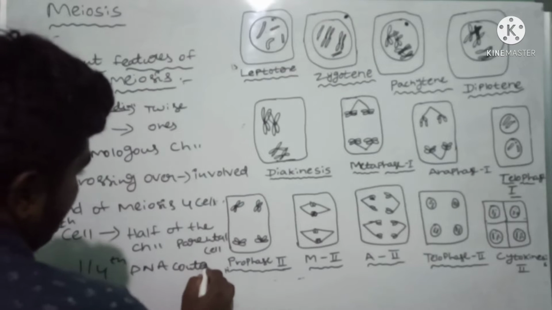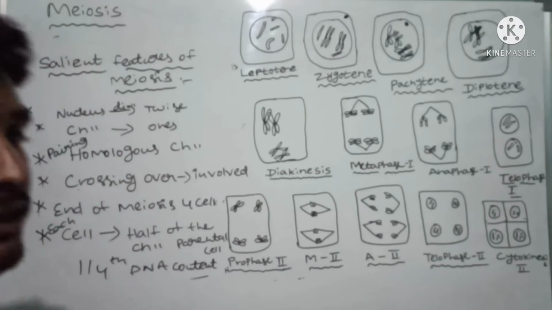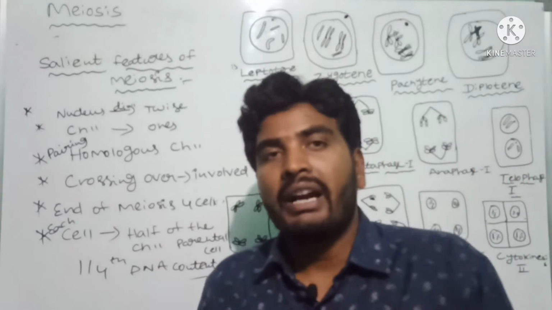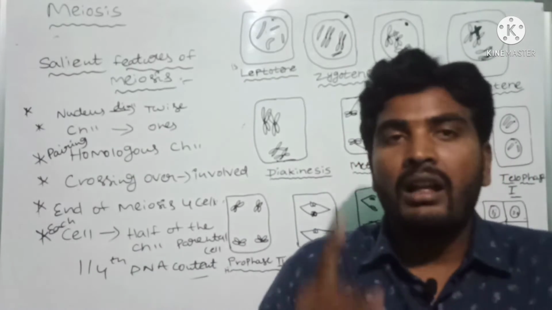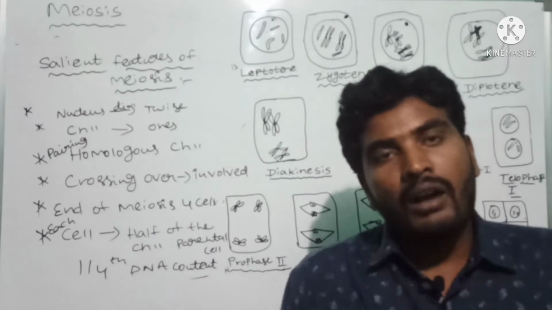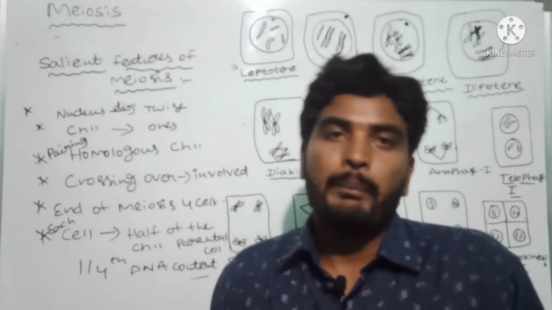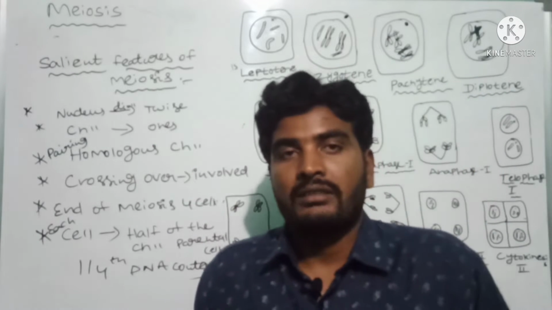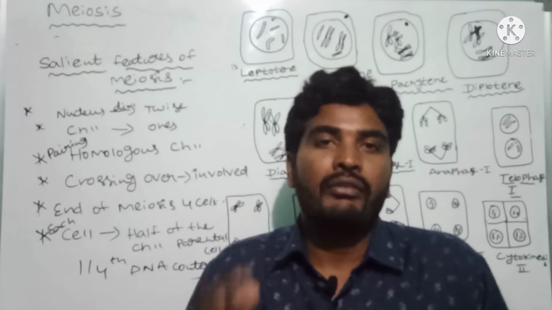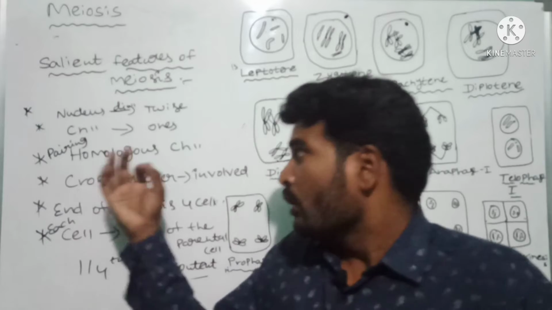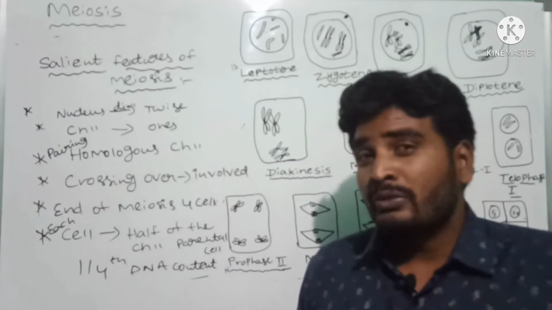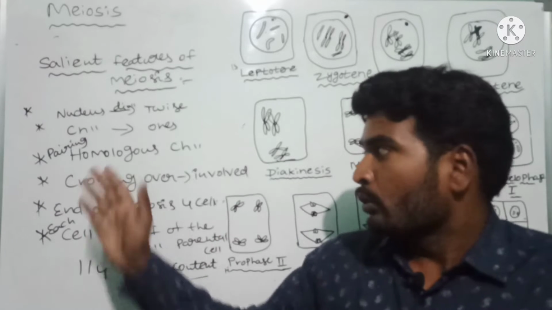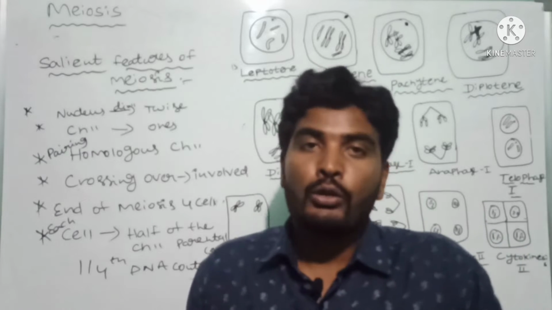These are the salient features of meiosis: the nucleus divides twice, the chromosomes divide once, and pairing of homologous chromosomes appears. What is a homologous chromosome? Chromosomes that are identical in structure, size and behavior are called homologous chromosomes.